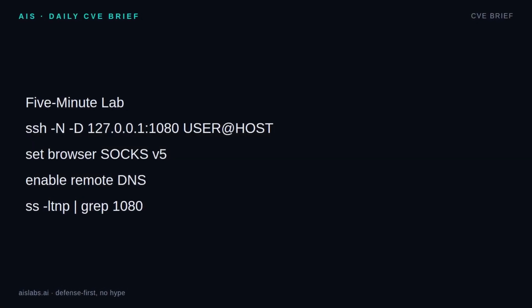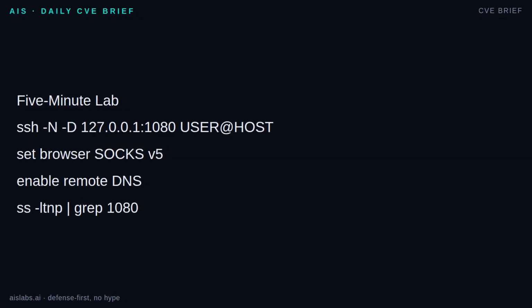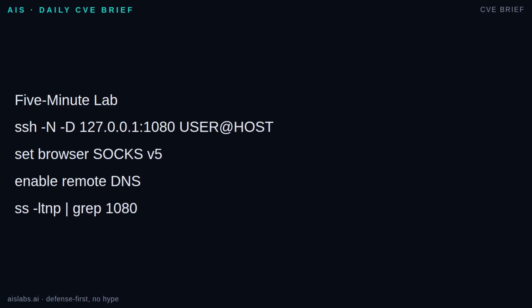Try this only against a machine you administer. Pick a VM or server where SSH login already works. Start the tunnel with the command on screen, replacing user and host. In a separate terminal, run the ss check and confirm port 1080 is listening on localhost. Configure one browser profile, not your whole desktop if you can avoid it.